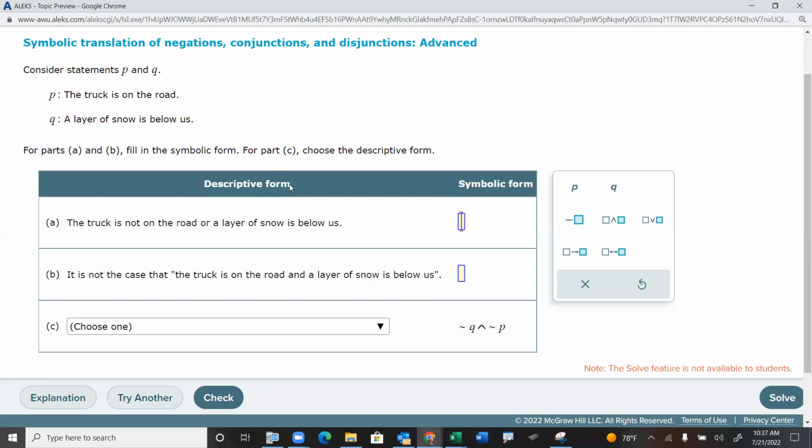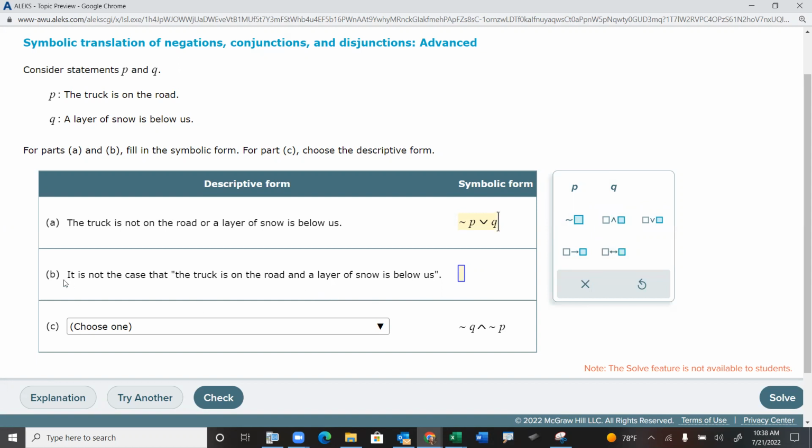This time we're going to do the same thing, except it's going to be a little more interesting. P stands for the truck is on the road, and Q is a layer of snow is below us. So the truck is not on the road. P is the truck, but it's not on the road, so I'll put the not symbol in front of it. Or, here's my or, a layer of snow is below us. That's Q. If it said is not below us, we would have put a tilde right there. It even says logical and, logical or, the right words there.